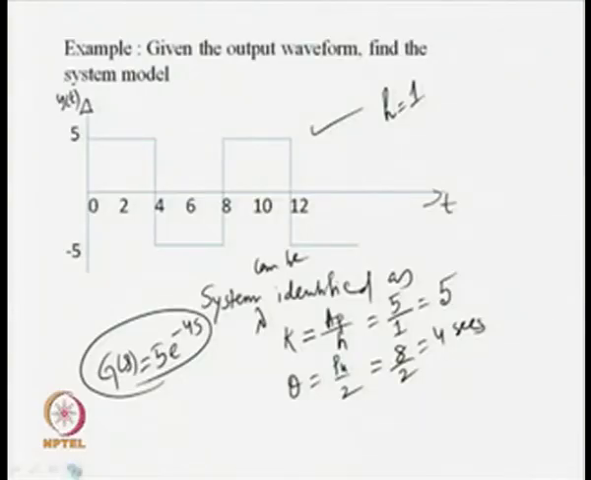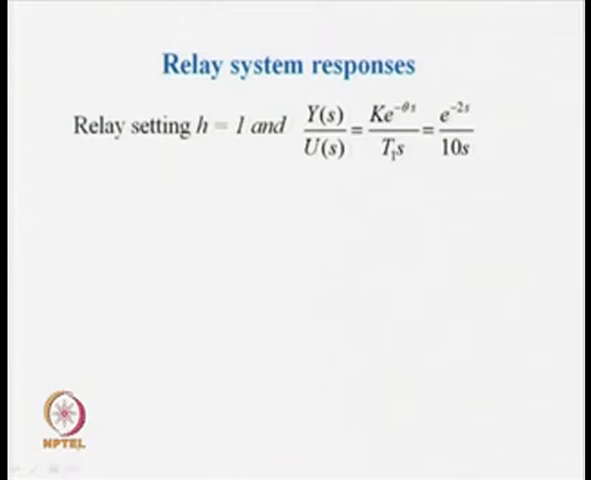Let us consider some other case. Suppose the system now possesses a gain, a time delay along with some time constant T1. Now, when we look at this system, a pole is located at the origin and this type of system is known as an integrating system.